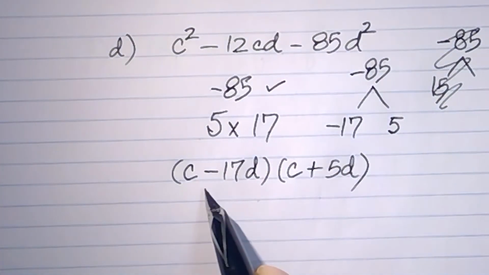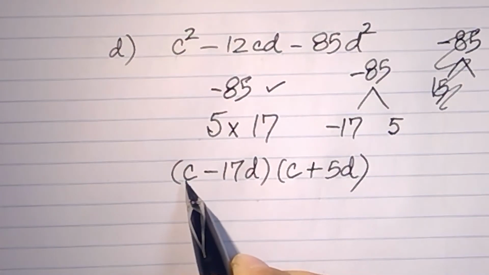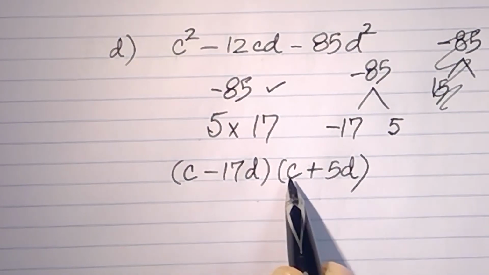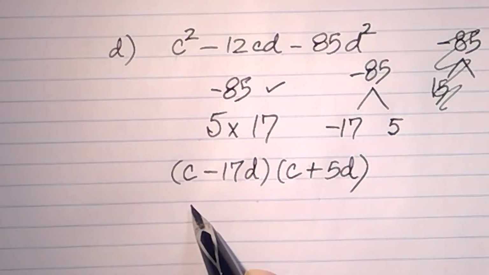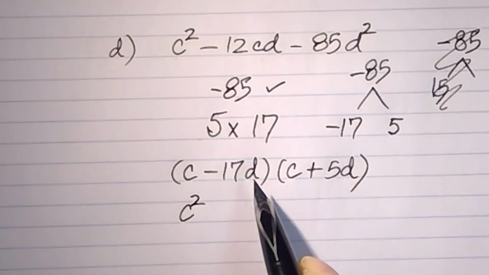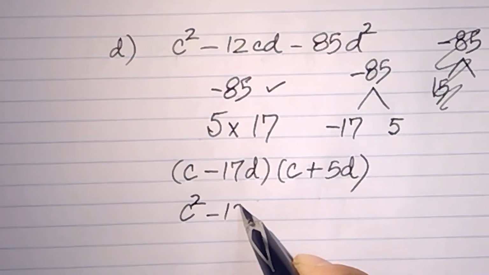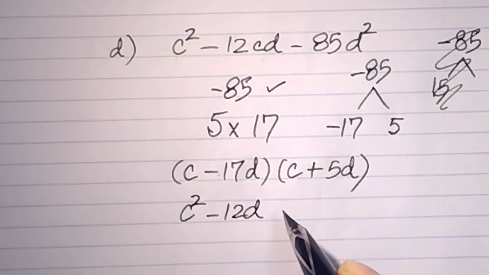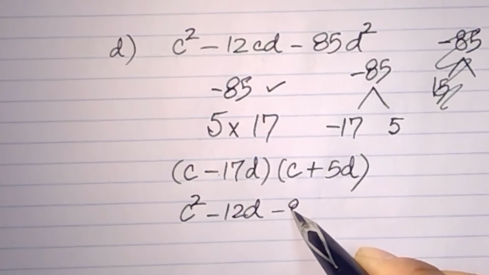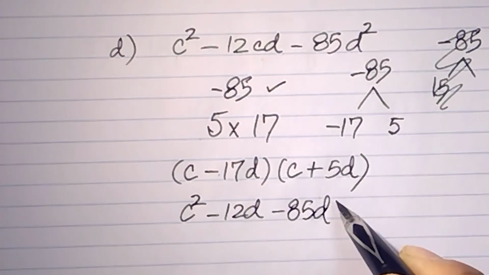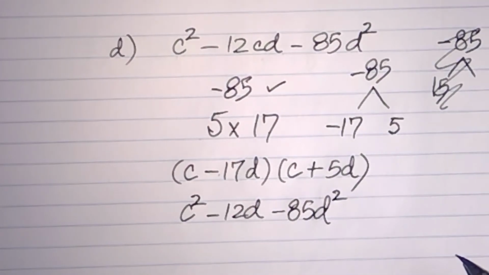And because we have that rule about multiplying by x and x, when it's both x and x or c and c, we know it's going to be c squared. We know we have to add these two. Minus 17d plus 5d is minus 12d. And we know we have to multiply these two. Minus 17 times 5 is minus 85. D times d is d squared. Beautiful. Look at that. Right?